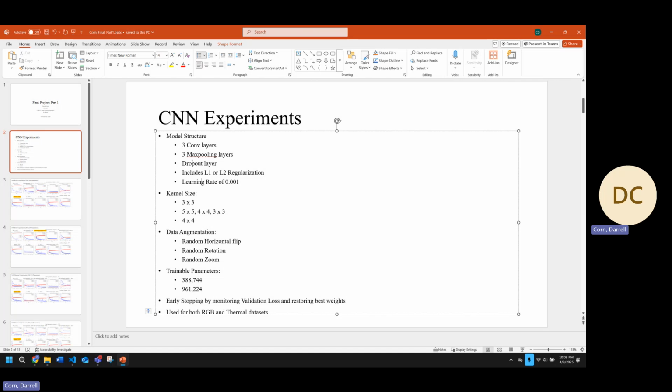I tried different kernel sizes as well. So most of my experiments were with the standard 3 by 3, but I also tried some mixed kernels, so 5 by 5, 4 by 4, and 3 by 3 in the different layers. And I tried some where it's all 4 by 4 kernel sizes. Data augmentation, I've already gone through this.